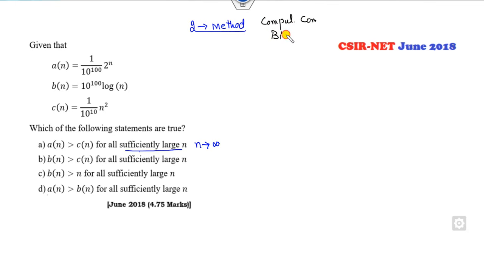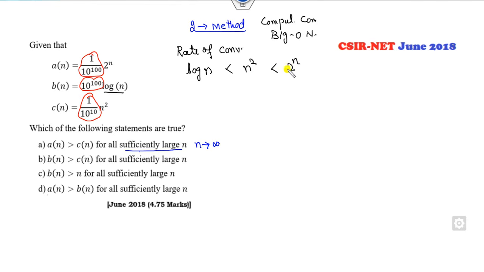If you know the big O notation, then we all know the rate of convergence of log n is always less than n squared, which is always less than 2^n, because 2 raised to the power n grows faster than n squared, which grows faster than log n. The constants don't matter. So with 2^n as a_n, log n as b_n, and n squared as c_n, that relation must hold.